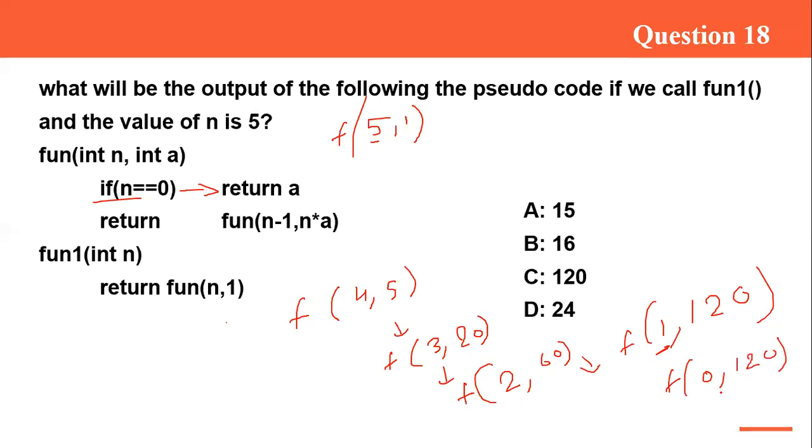Now again, n, 0 equal to 0. Is it true? Yes. As it is true, return a. What is the a value? 120. So what's the answer? 120. Understood that? Got it? But I hope you also understood it's actually a factorial. Yes or no, boys and girls? It is another form of writing factorial using recursion.